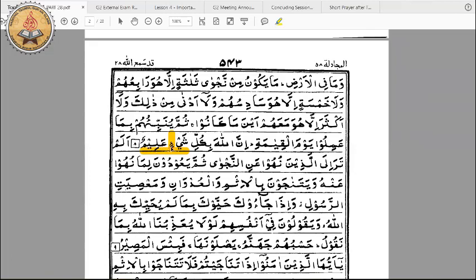Can you tell me, the two lines underneath the hamza, do you know what they're called? تنوين. Tanween. Excellent. So there's a double stroke which is called tanween. Now after the tanween, what's this letter?